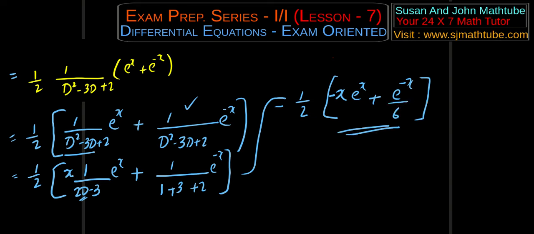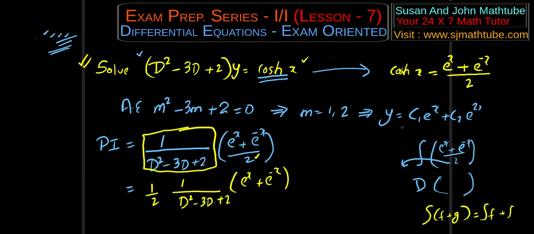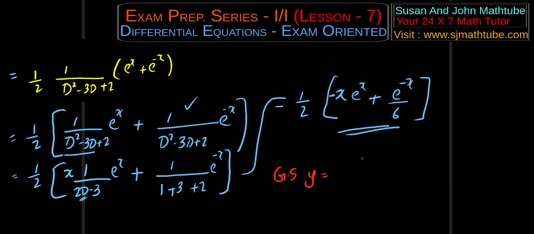Now what is the general solution? Yeah, you're right. CF plus PI. The CF is over here. So C1 e power x plus C2 e to the power 2x plus 1 by 2 into (minus x e power x plus e power minus x by 6).